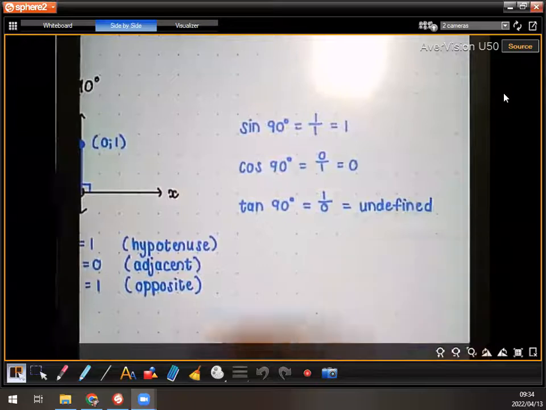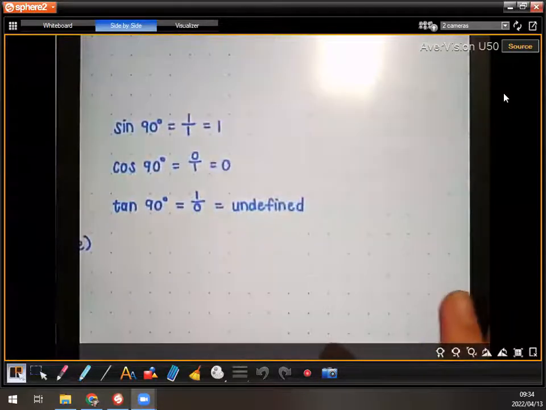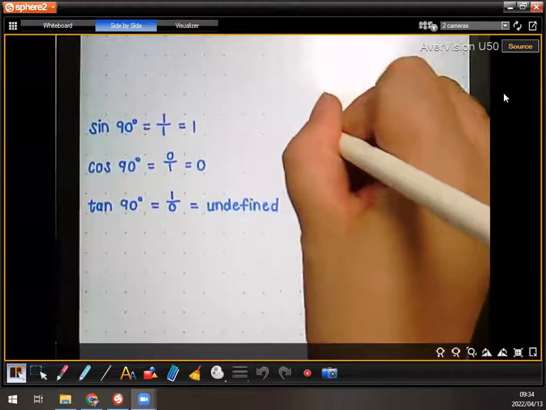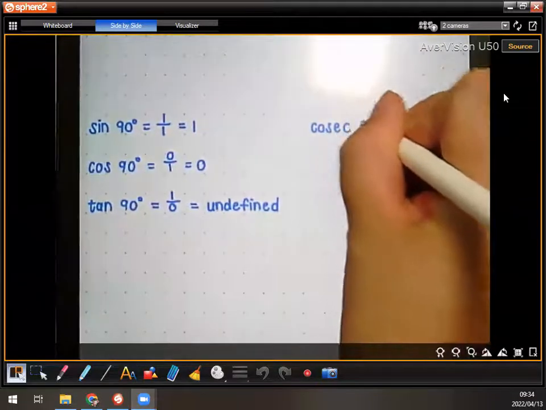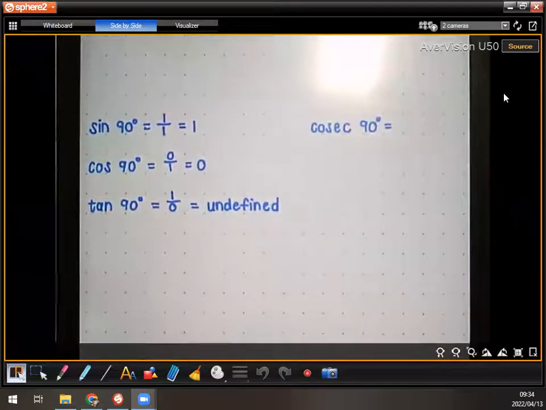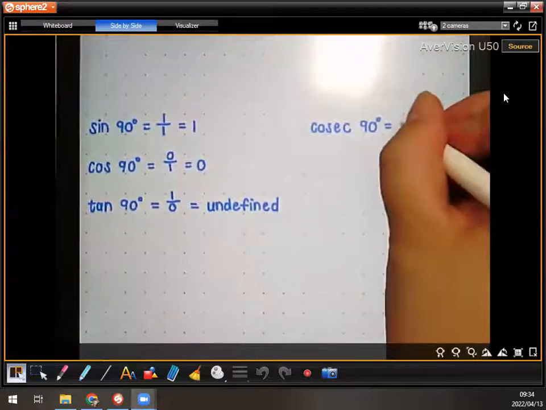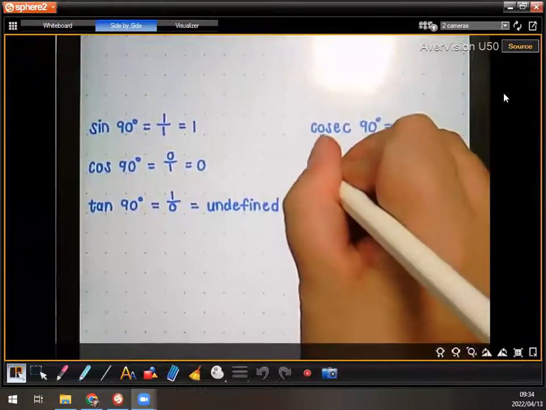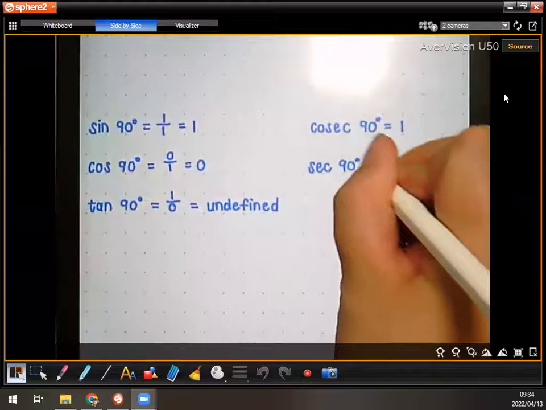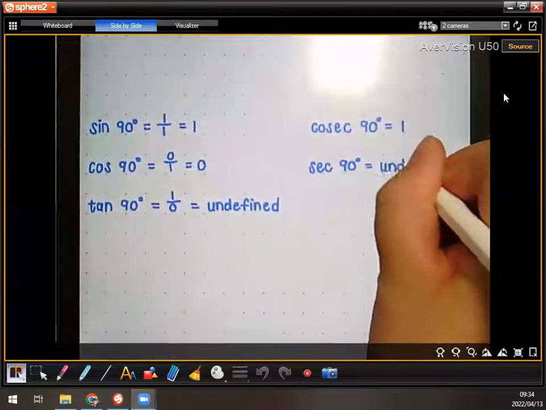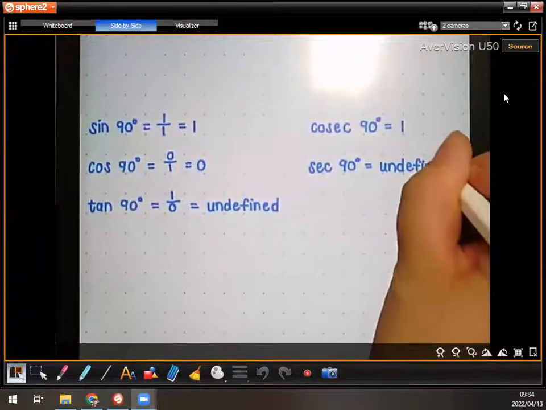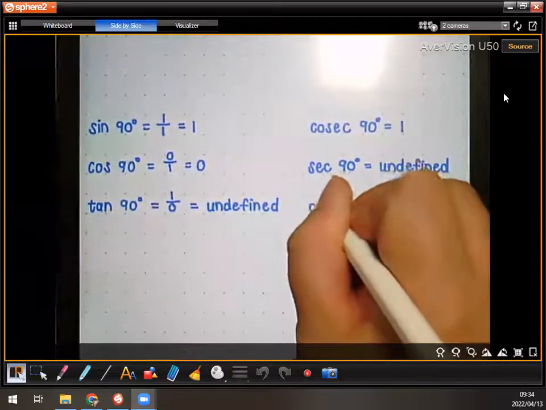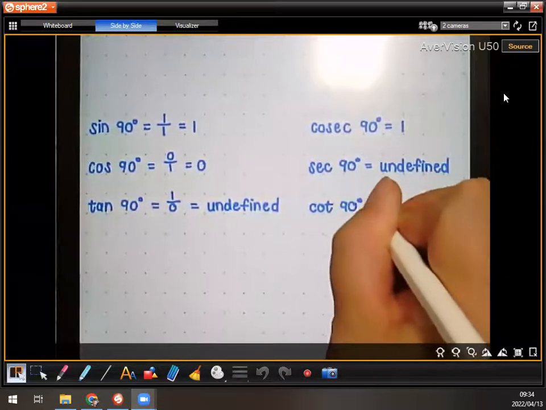And guys, I am making a big deal out of these values because tomorrow we're going to draw 3 graphs and we're going to use all of these values on the graph. So that's why I'm making sure we write all of them out. Let's quickly do cosec, sec, and cot. Cosec 90 is still 1. When we swap those around, we still get 1. Sec of 90 is undefined. And cot of 90 is going to be 0.